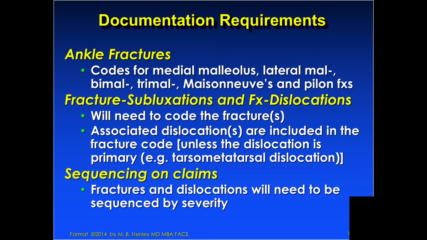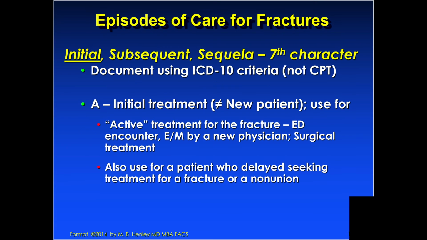So when you list these in your documentation, the most significant injury or component is documented first, with the comorbidities to follow that. Again, whether you're in the S chapter for injuries or the M chapter for orthopedic arthritises, the 3 most common episodes of care characters are A, D, and S. They are not the same as CPT codes, meaning a new patient or initial, because A stands for active treatment of a fracture as an example, and you can append it to the ED encounter.